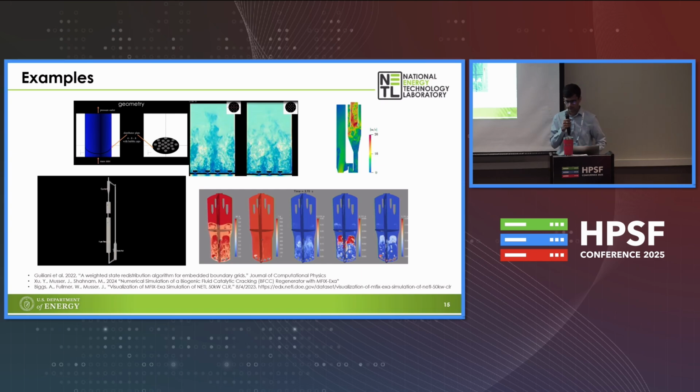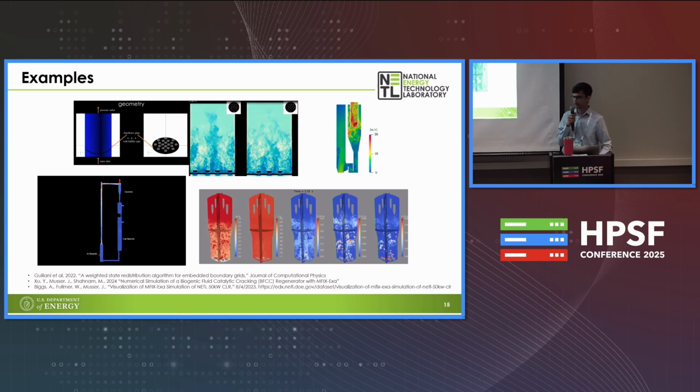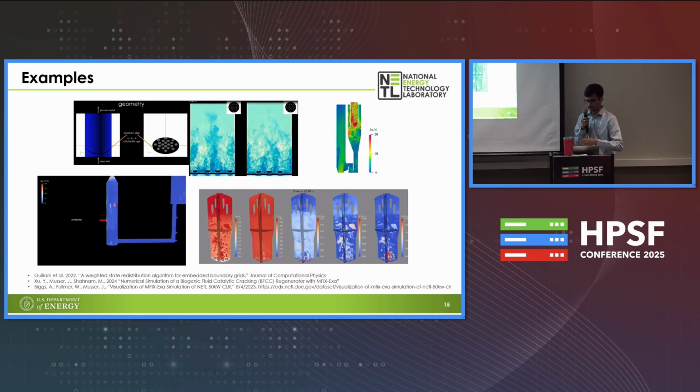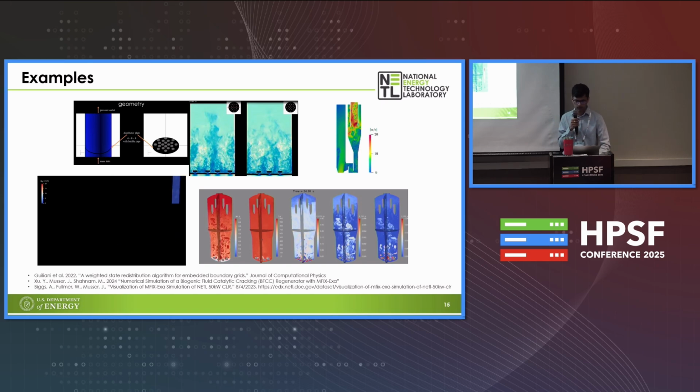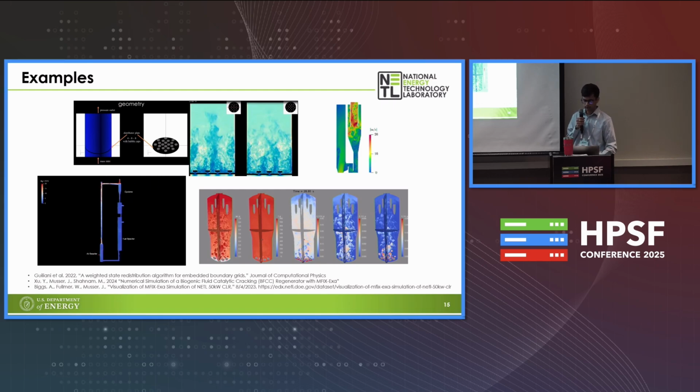So this just shows the successes we've had with different complex geometry runs. The top left is a distributor plate with lots of nozzles. The circulating fluidized bed reactor is on the top right. The bottom left shows the CLR that I've talked about. And the bottom right is a biogenic fluid catalytic cracking reactor. As you can see, they all have lots of geometry details, both internally and externally, and we've had success running on them.